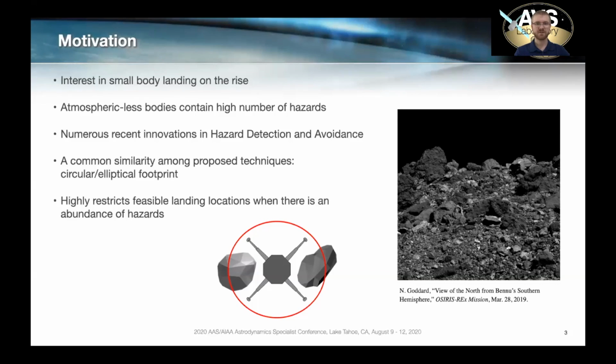Despite some vast differences in many proposed techniques, a common similarity arises in many of them, that being the use of a circular or elliptical footprint for selection of the final landing site. While using a circular footprint is desirable because its radius can be scaled by GNC estimation errors, it is also highly restrictive of feasible landing locations, as you can see in this figure here. Now, this restriction may not present much of an issue when you have an abundance of ideal terrain to land on. However, such ideal conditions are few and far between on asteroids.